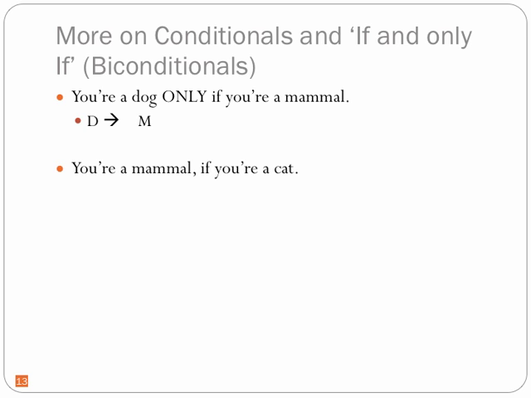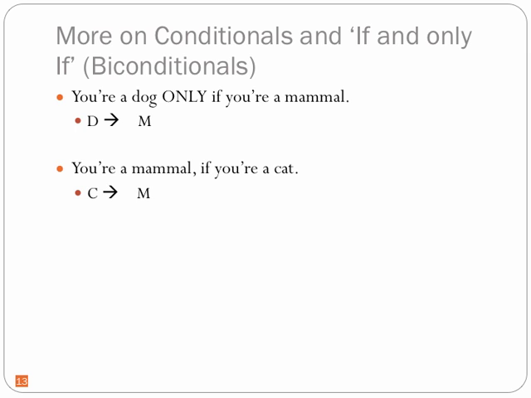Now how about this? We lose the "only." You're a mammal if you're a cat. That's true, right? Notice we could rephrase that. Another way of saying that is to move the if clause to the front: if you're a cat, then you're a mammal. That's a plain old if. You're a cat, C, you're a mammal, M. So that's going to be C arrow M.